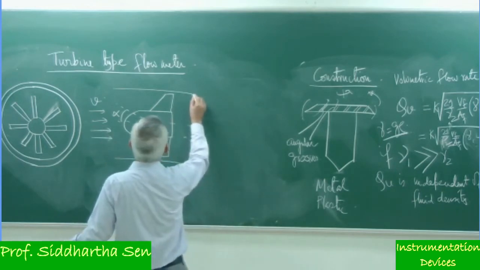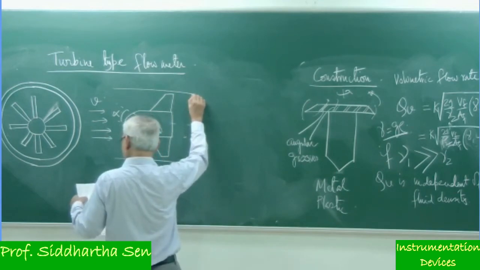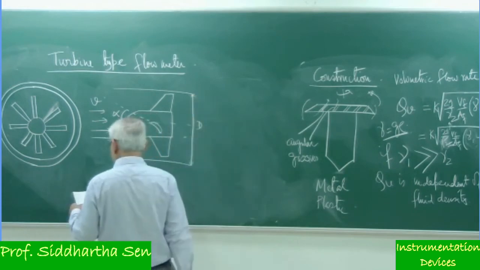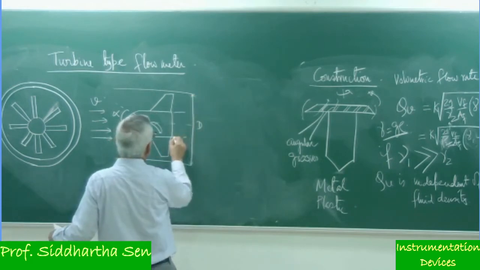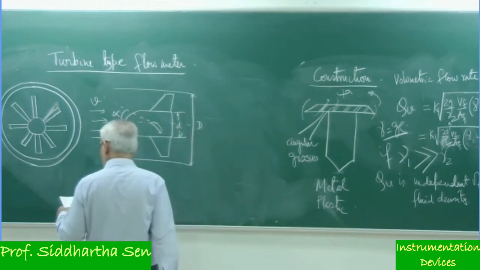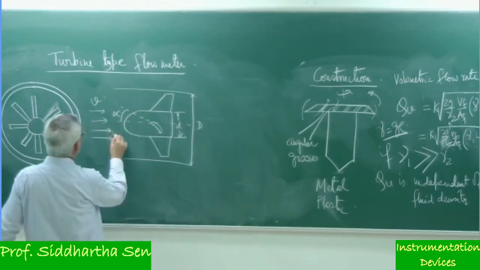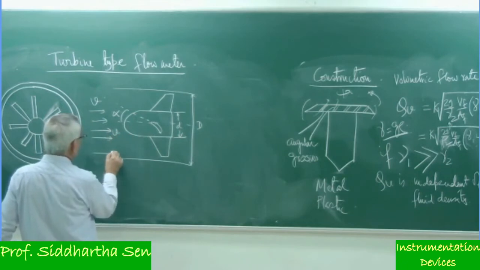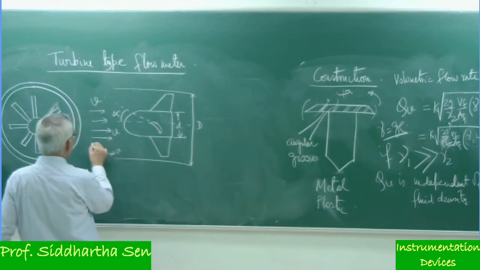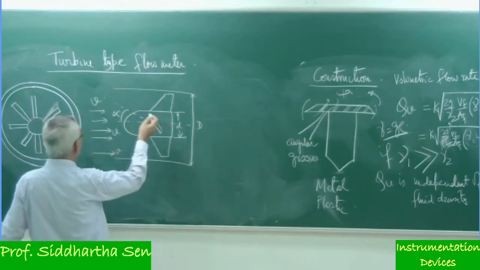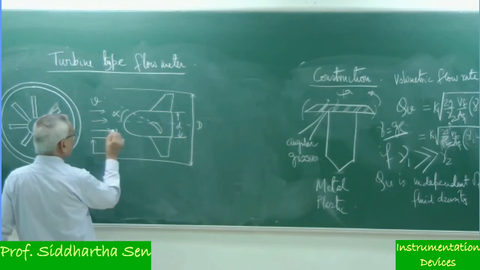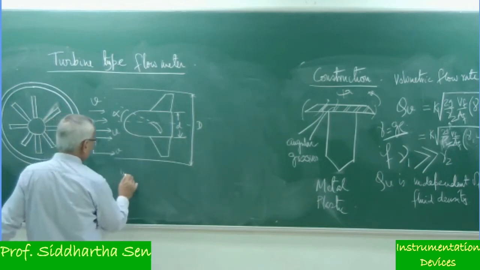Suppose I call the diameter of the whole pipeline D, and the hub diameter is small d, and say this is your velocity V, and it is rotating. So there is always some angular velocity. Omega is the angular velocity.